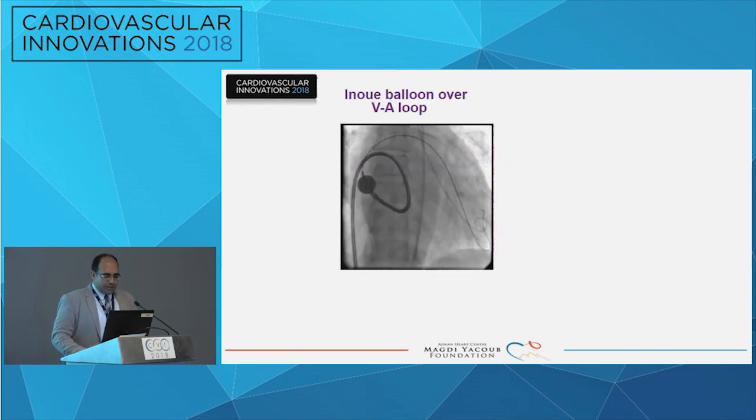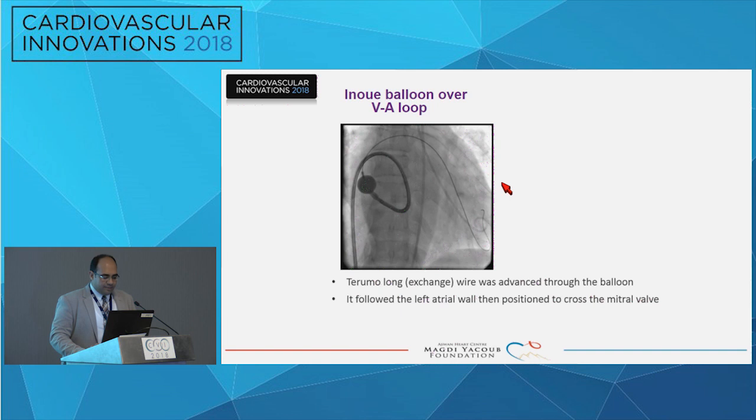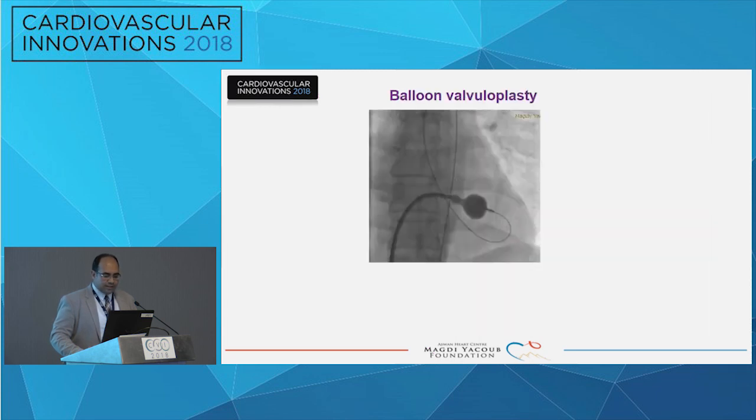So we decided to rail it. A long exchange wire was advanced from the balloon mitral tip. It tracked the atrial wall down to the left ventricle, crossed the mitral valve, and it was snared from the arterial side and externalized, and the balloon was railed over the wire, and balloon valvuloplasty was done.